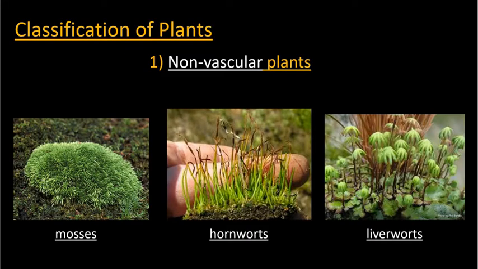Okay, first off, we talked about non-vascular plants. Remember, these are plants that don't have internal passageways, so they have to be very small. And you can see from the pictures that they are indeed very small. The only three groups of plants are mosses, hornworts, which you can see kind of have the spiky looking flowery things, and you have what are called liverworts because somebody got in their head that the leaves are shaped like a liver, if you can believe that.